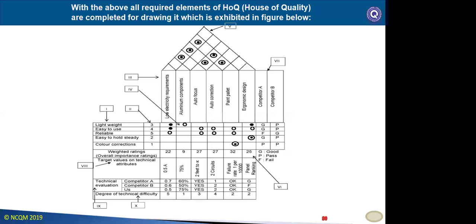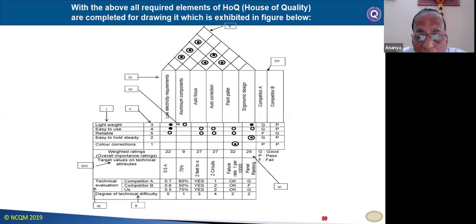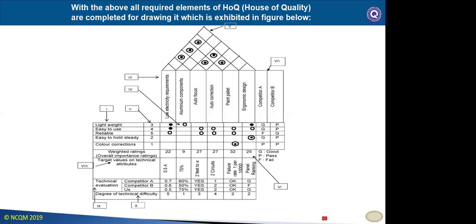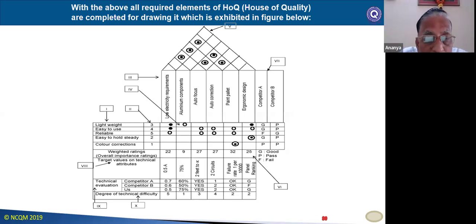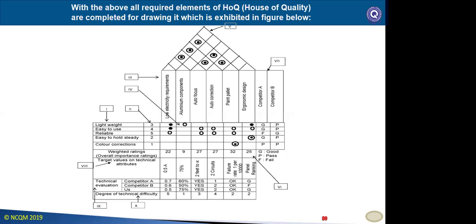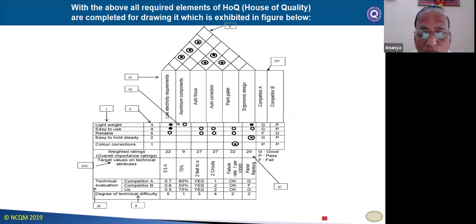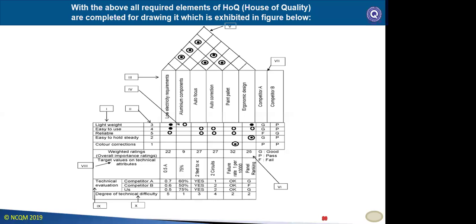Competitor A has 0.7 amp instead of 0.5 amp. Then 60% of the components are aluminum components in competitor A. Then this is autofocus, auto correction. So these are the parameters they have given for competitor comparison vis-a-vis ours. Competitor B is 0.6, 50% yes to okay, and ours is 0.5, 75% yes to okay.